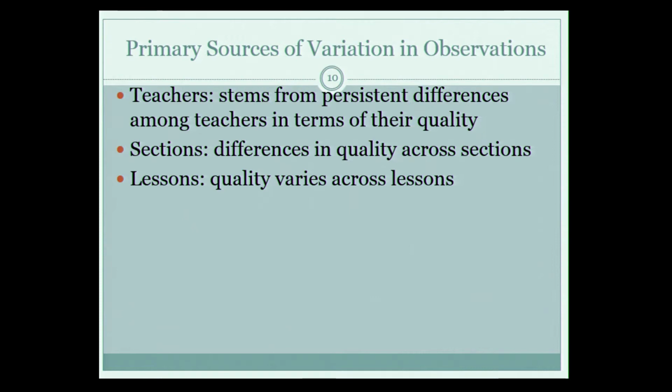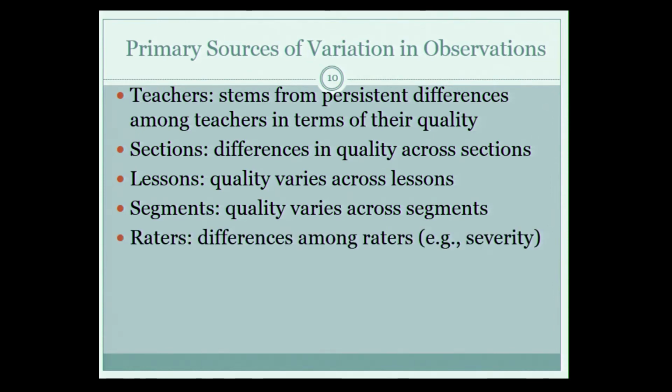And then lessons are also a source of variation. In other words, quality varies from one lesson to the next. Temporal deviations, for example, or bad days. And then even within a lesson, quality may vary from one section to another. And then we have raters introducing variability as well. In other words, raters may be more lenient or more severe than other raters, or at least relative to other raters.